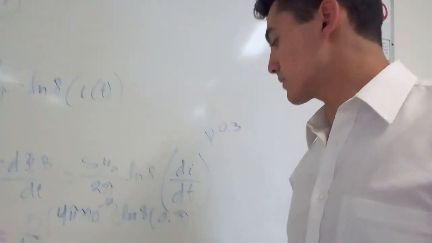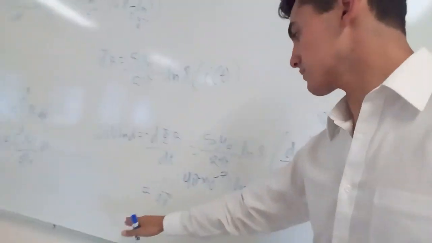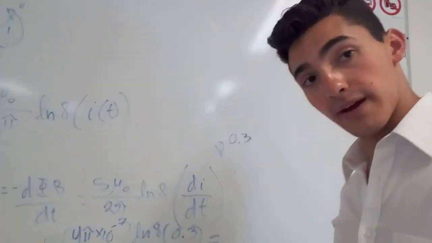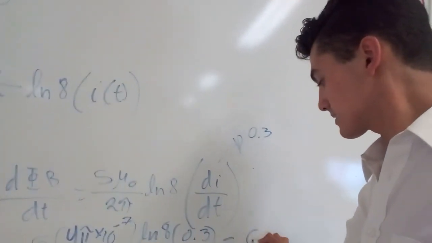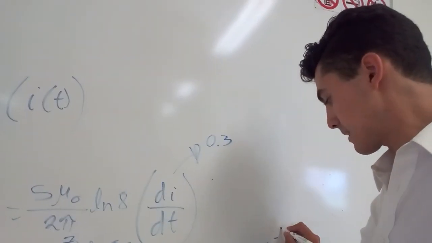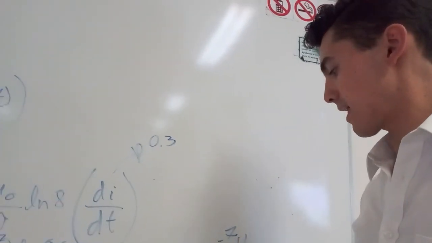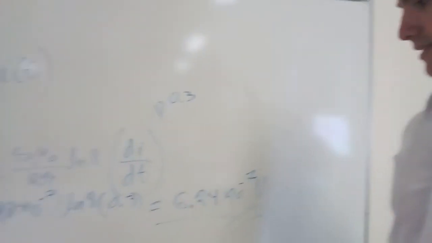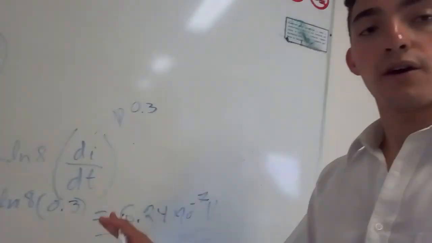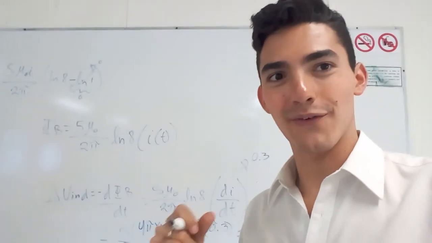And once we have all our values, we only have to take a calculator and obtain our final value, and we will obtain 6.24 times 10 to the minus 7 volts. And that is the final result for the potential difference of this problem.